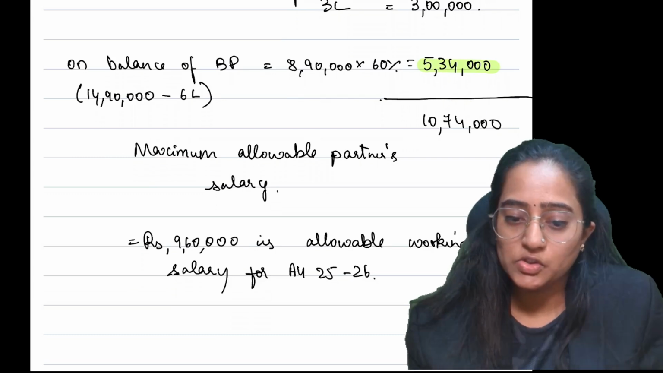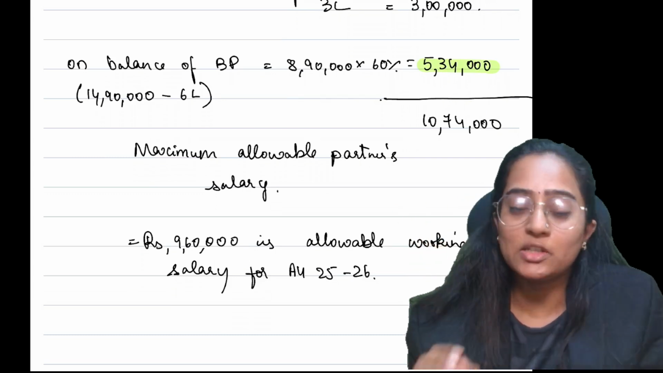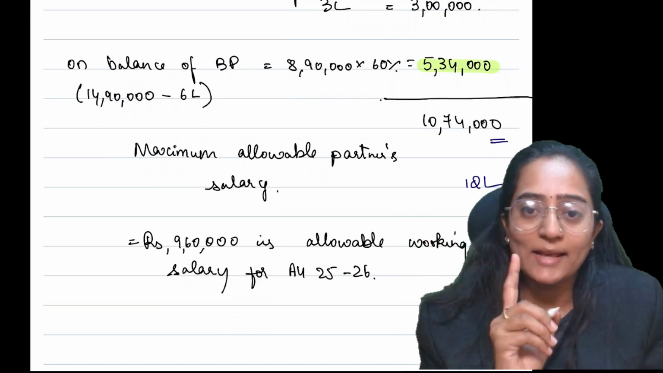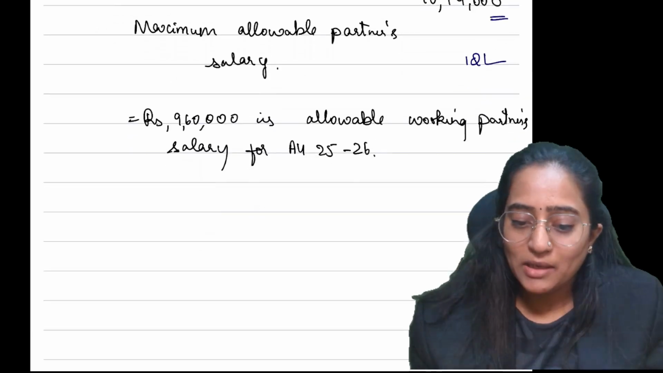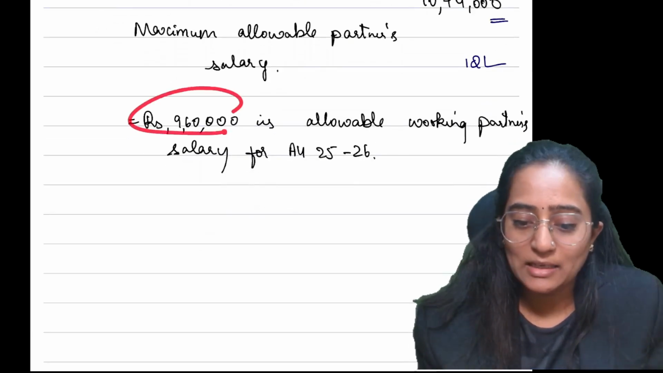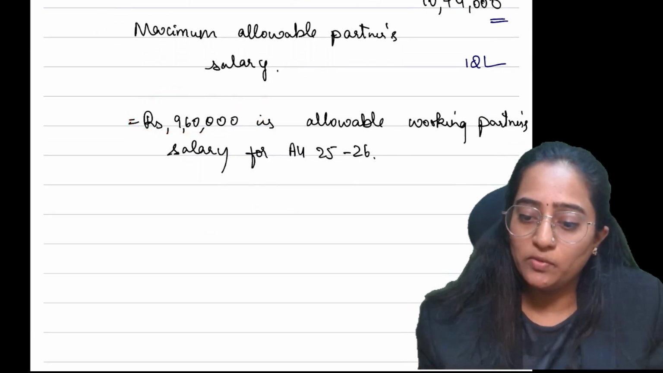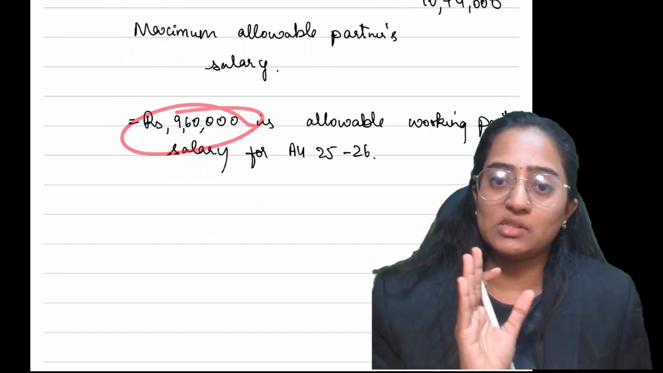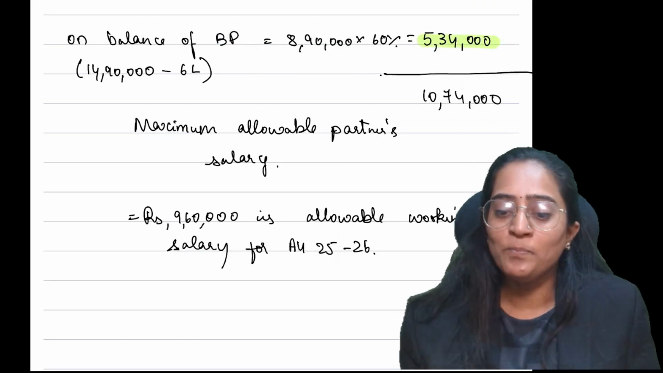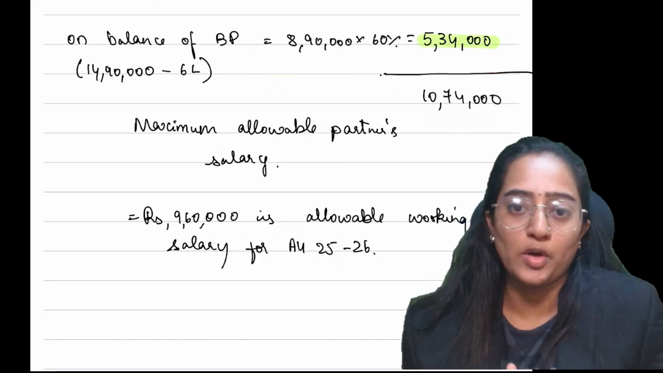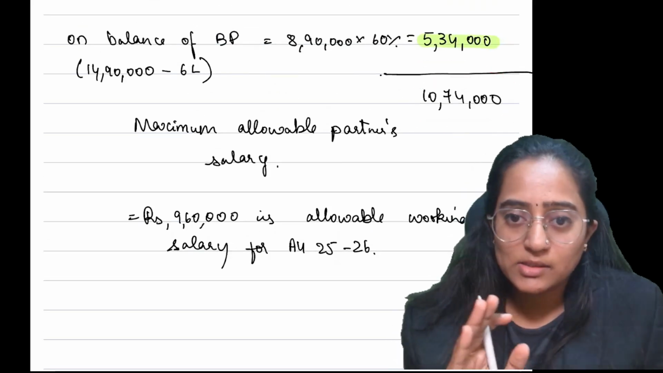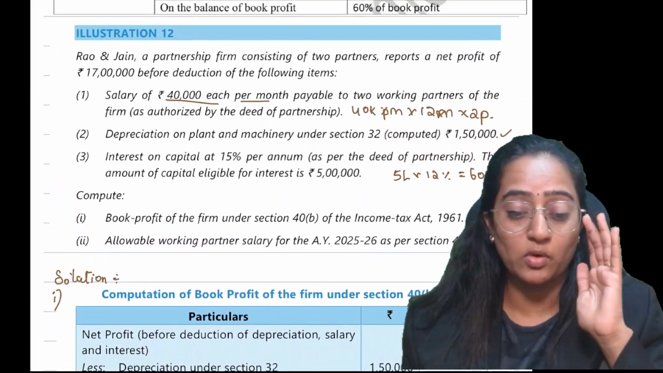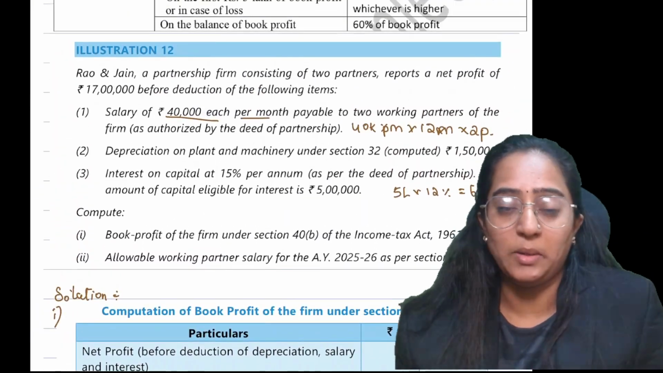Till this you can allow. Suppose your remuneration under the calculation was 12 lakh, you would have restricted it to 10 lakh 74,000. But in the question, it is just 9 lakh 60,000. So the entire amount of 9 lakh 60,000 is allowed because it is within 10 lakh 74,000. Clear? A very, very important amendment. I'll tell you, 40B is the most important amendment.